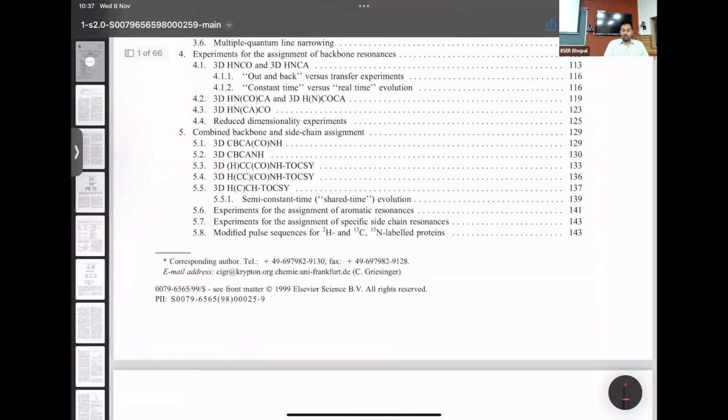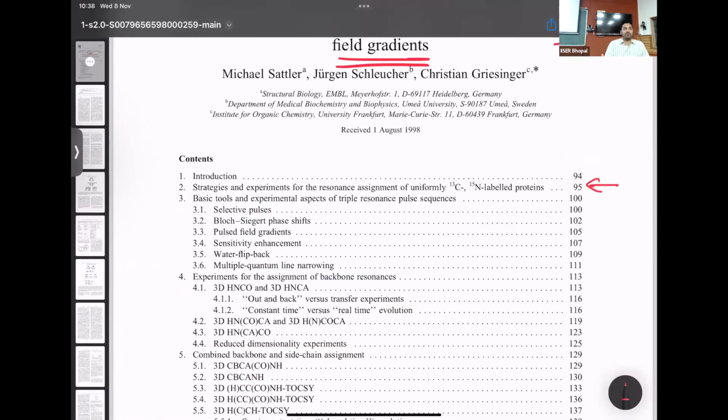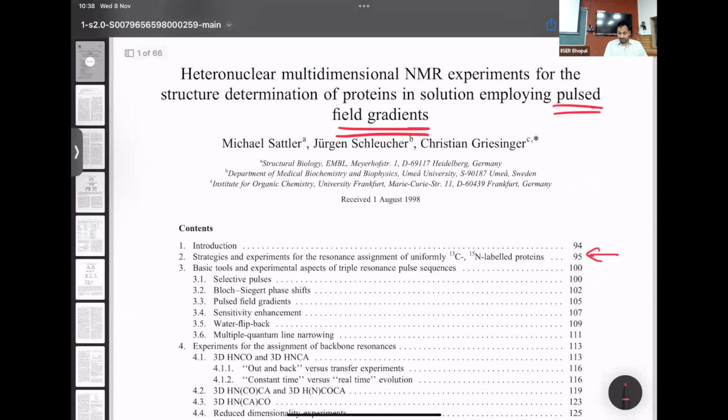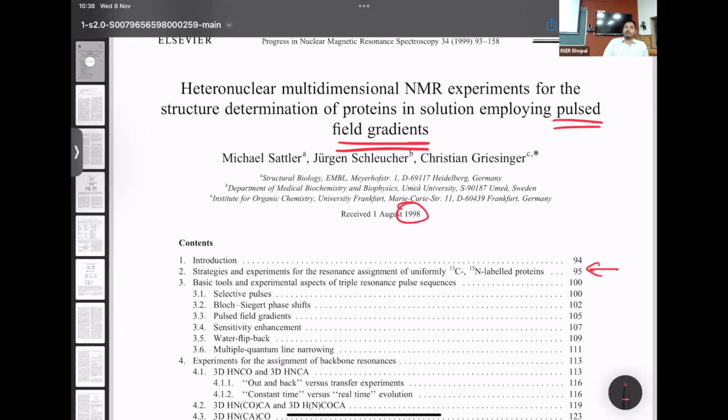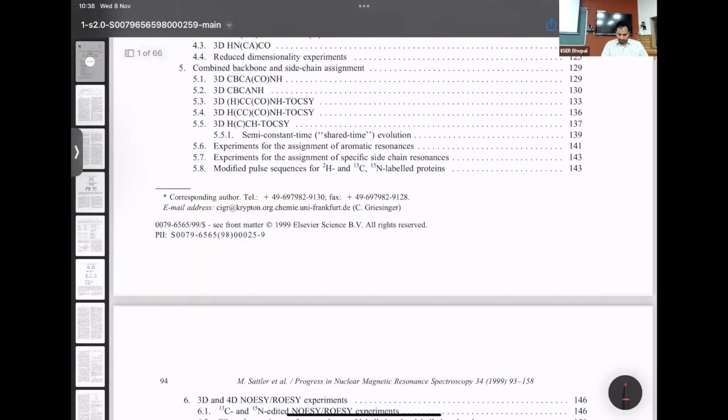So if you take a look at it, they're going to give you ideas of how to label the protein. This is one of the well-cited reviews from the 1990s. If you see, this was published in the late 1990s. Not the most recent, but most of the experiments that are shown here would suffice for you to understand what's going on. I'll also take the Cavanagh book to get this done. Okay, so let me go here.